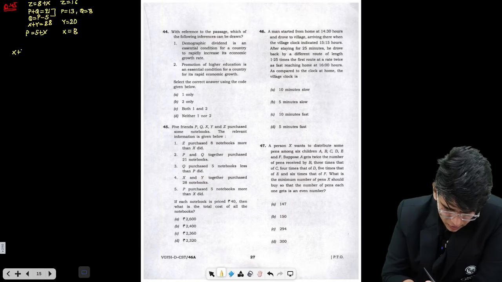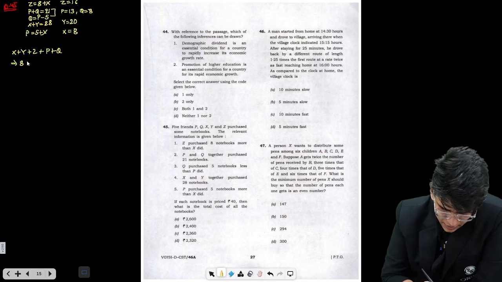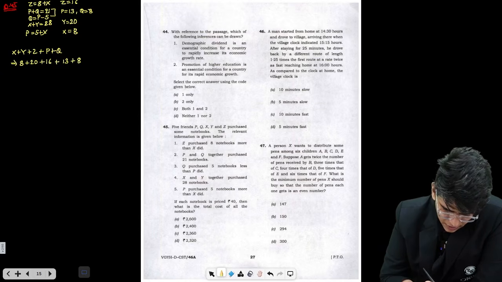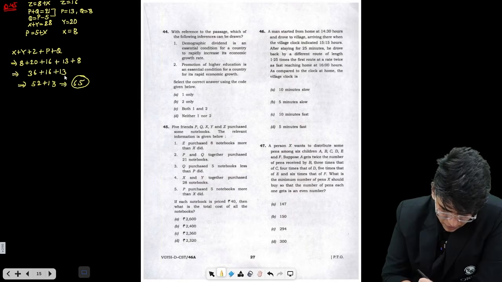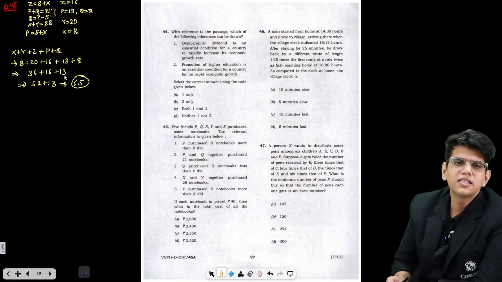X plus Y plus Z plus P plus Q, total number of books. 8 plus 20 plus 16 plus 13 plus 8. How many? 36 plus 16 plus 13. 40, 52 plus 13, 65. Total number of books are 65.